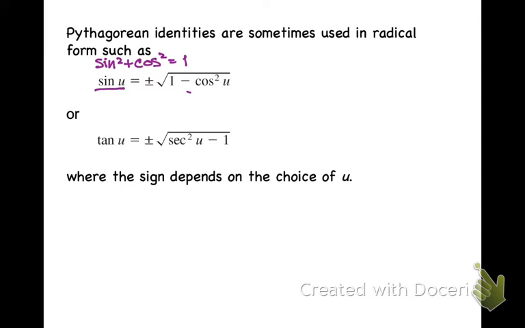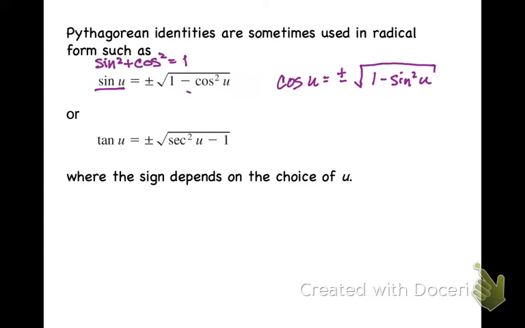So if I had cosine of u, what would it equal? Plus or minus what? The square root of 1 minus sine squared u. Yep. Okay, so I can move it around. So if I don't want the squared of it, I would have to take the square root.